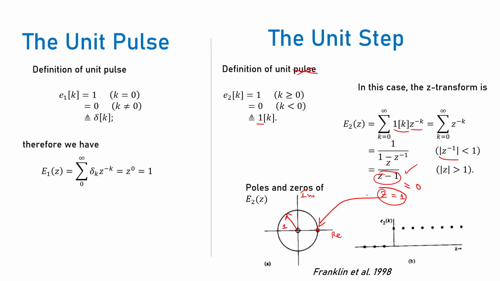And the original function, unit step E2 of K, is this one. So for K taken from 0 to infinity, the function equals 1. K is an integer number, and otherwise the function equals 0, like here.